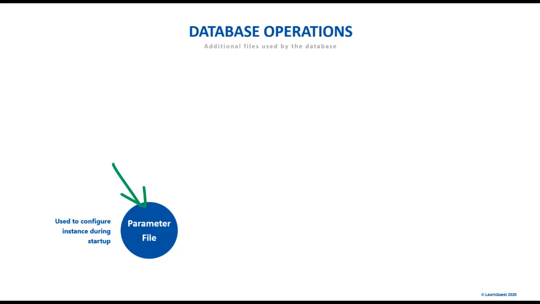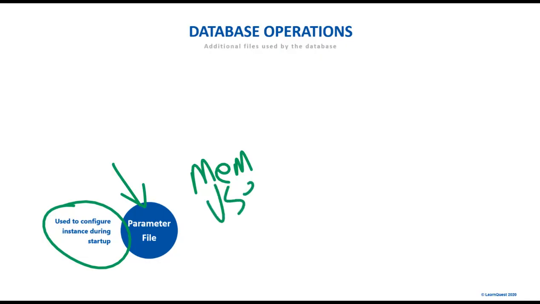So there's a parameter file. The parameter file is used to configure the database instance at the time that it's running. Specifically, memory, along with other resources that are being utilized by the user and application and by the system in general, are configured by the parameter file.